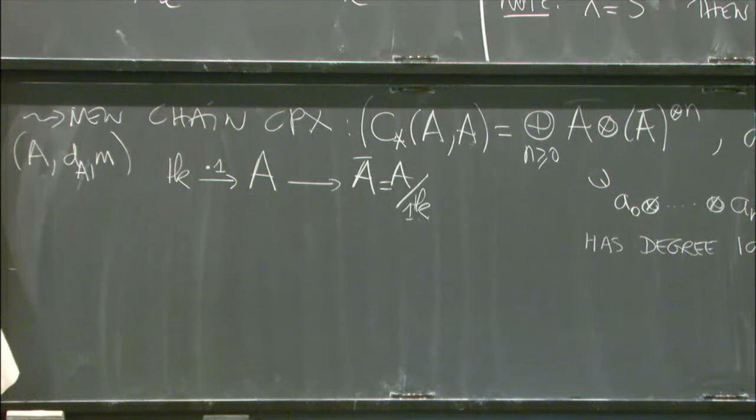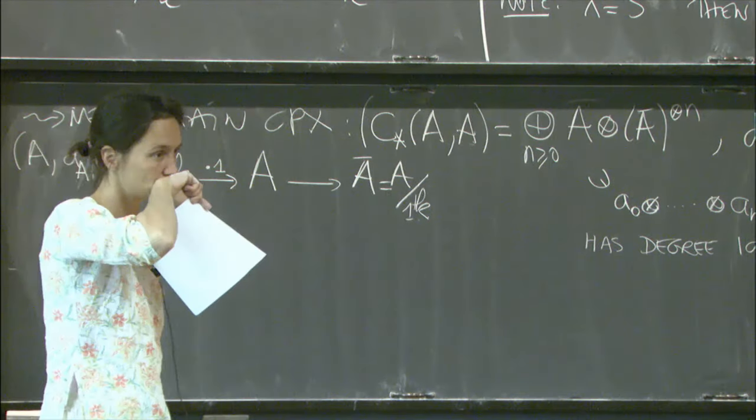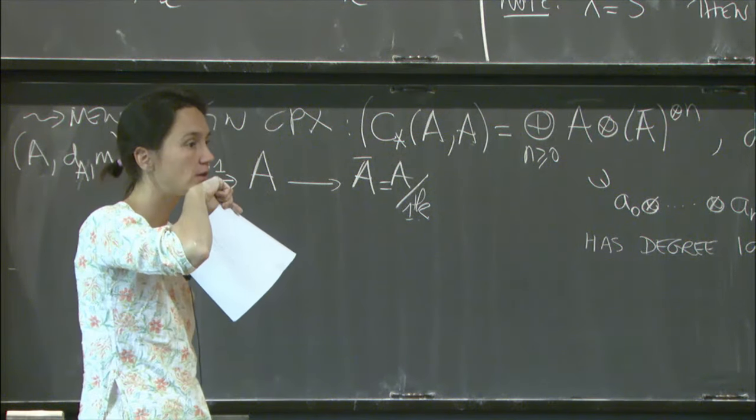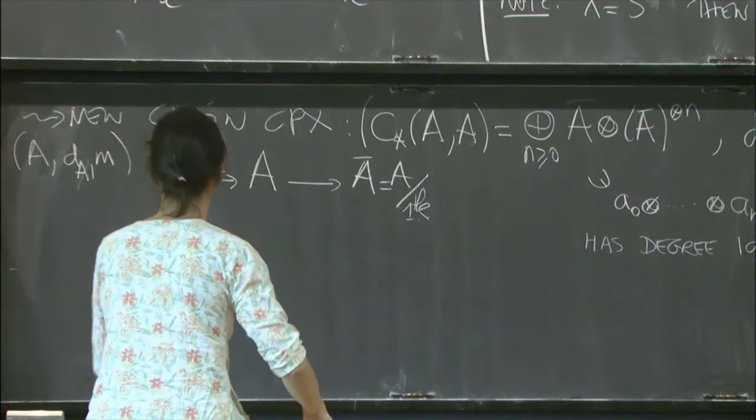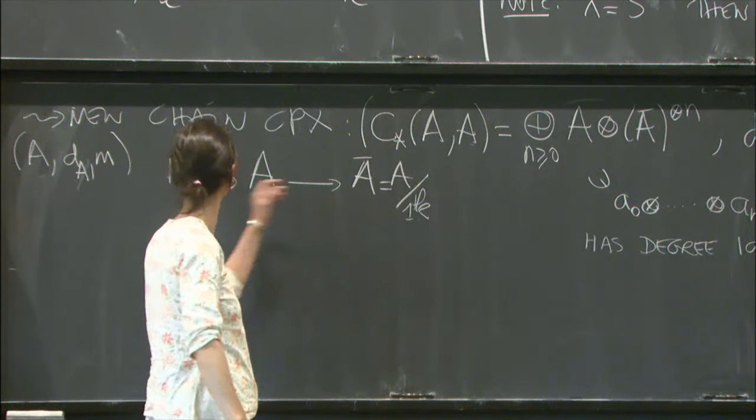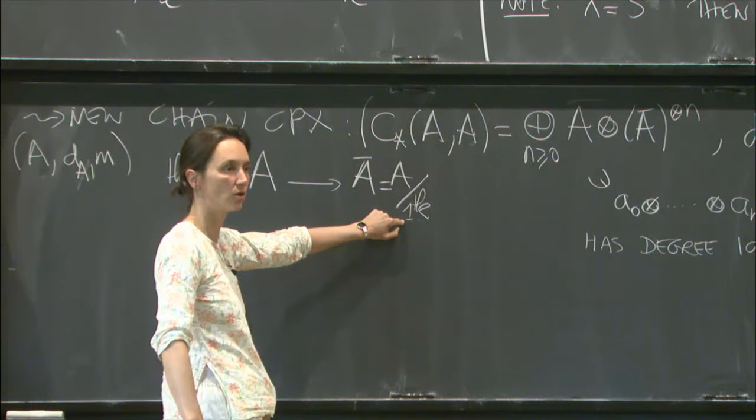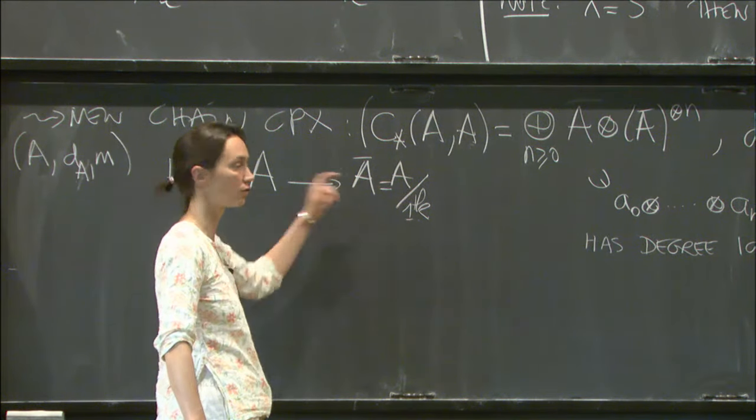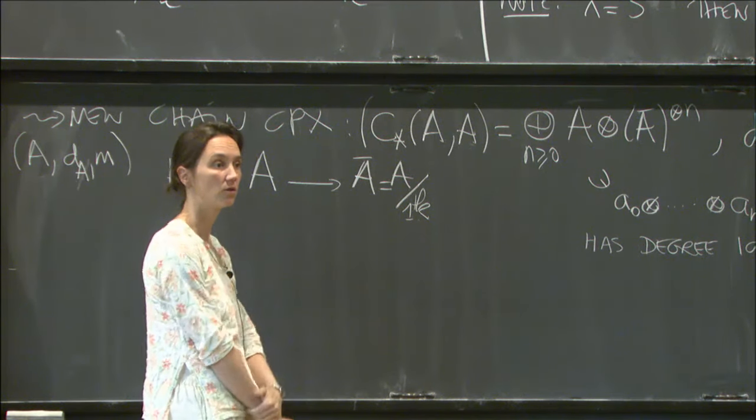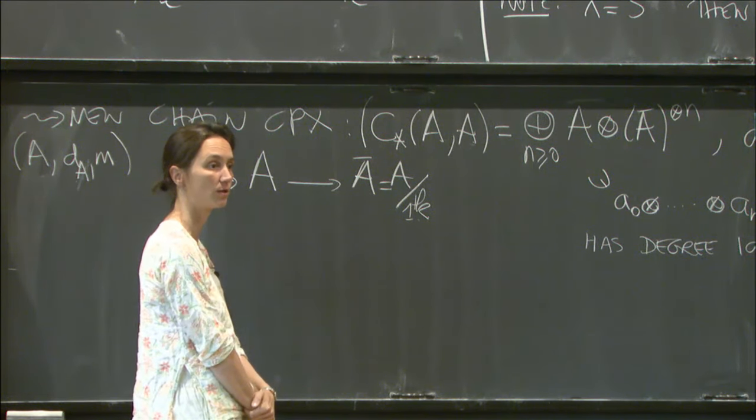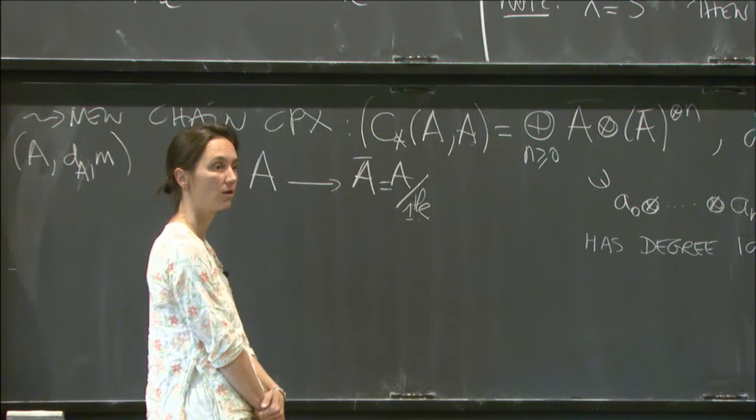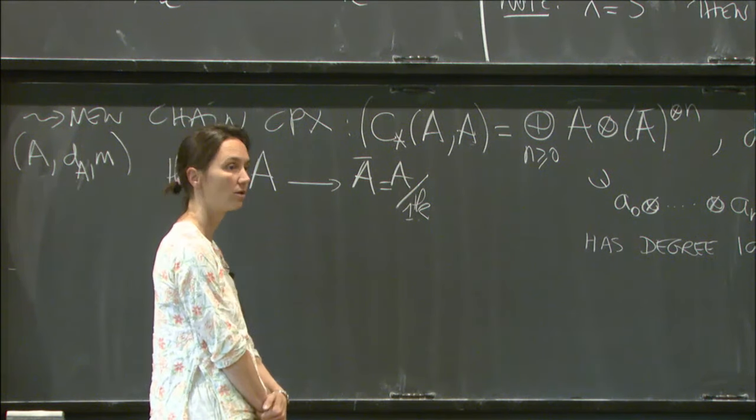Can you say more about what A bar is? About what A bar is? You quotient out the unit. You collapse, you do a quotient. This is a sub vector space. It's a happy vector space.